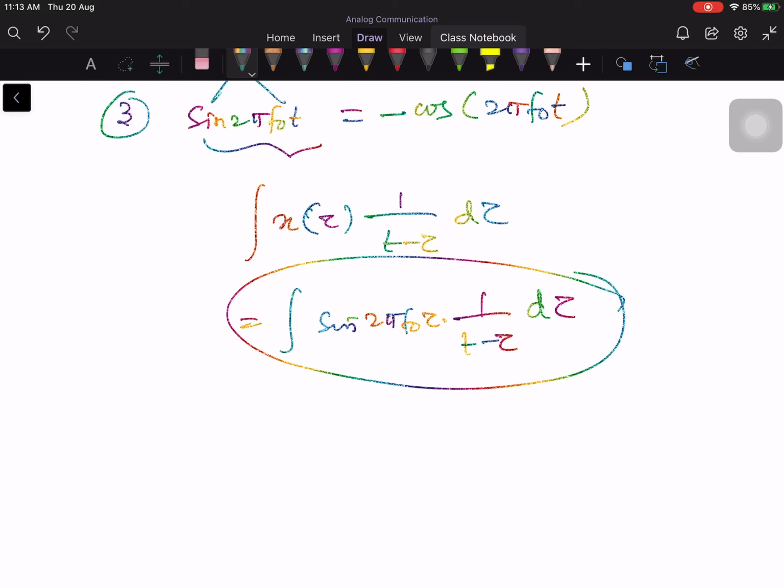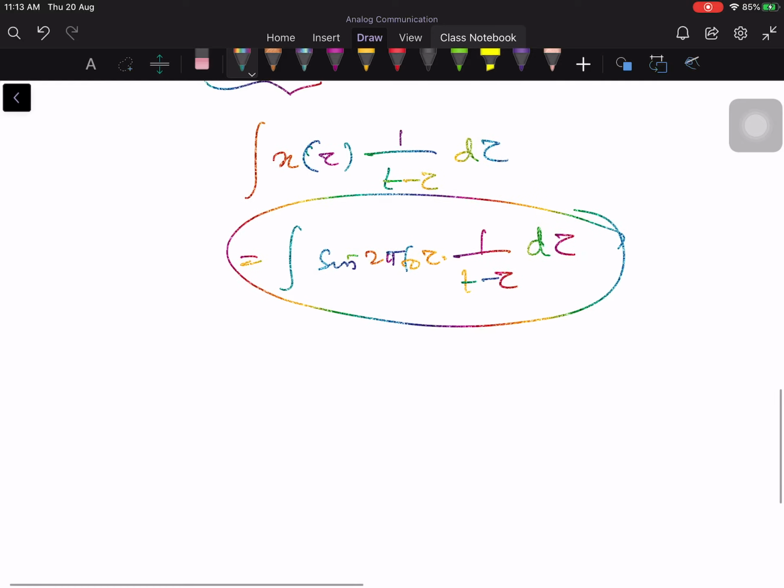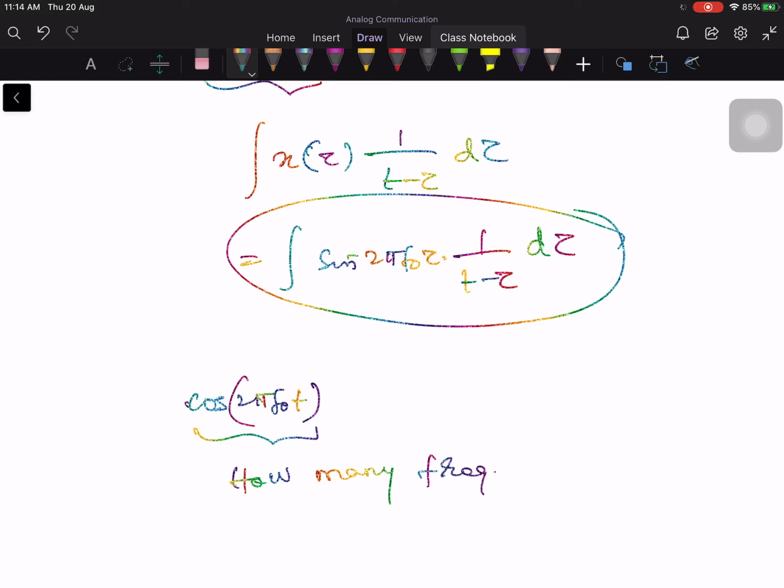So you have to judge for yourself whether it is more beneficial to use a frequency domain relationship to find the answer, or a time domain relationship. It's up to you. For cos 2 pi f naught t, it is much better to work in the frequency domain, because in the frequency domain we said that every frequency component gets delayed by minus pi by 2. Now how many frequency components are there in this? This is a typical question which is asked frequently.